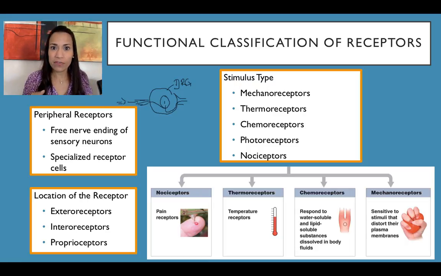So in the next video, I'm going to describe the structural classification of receptors. Here, we covered how they work, what they do, where they are located. In the next one, we're going to see what they look like, okay?